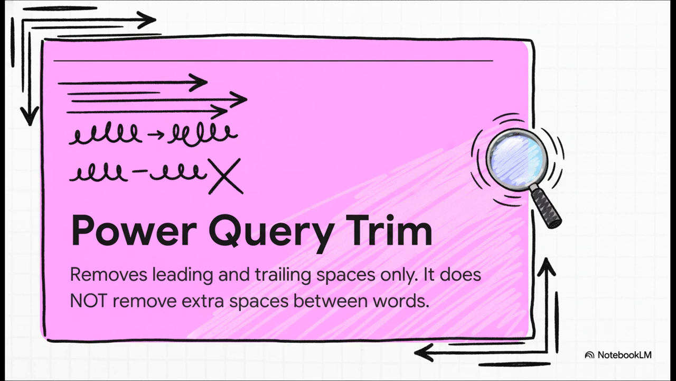Power Query has a trim command, but it is not the same as the trim function we just talked about. Power Query's trim only gets rid of leading and trailing spaces, the ones at the beginning and end. It will not touch any extra spaces between your words. Why? Because it's specifically designed to clean up messy data coming out of other computer systems.